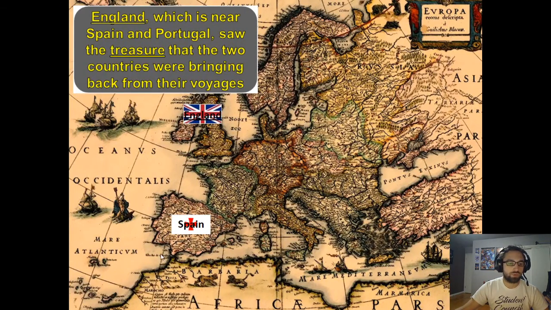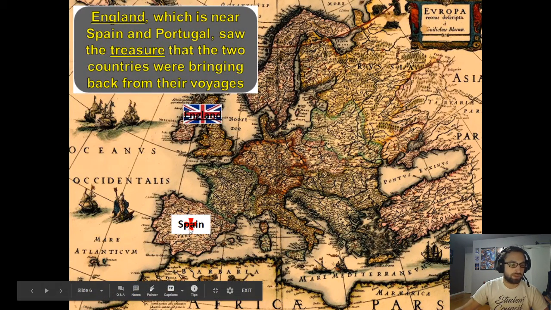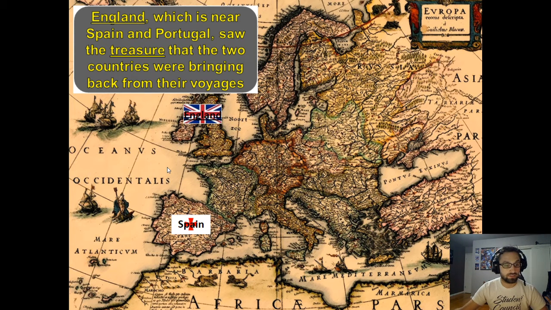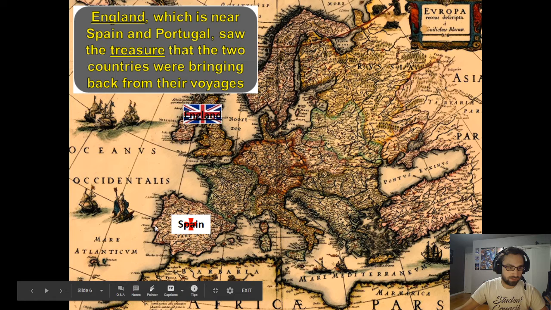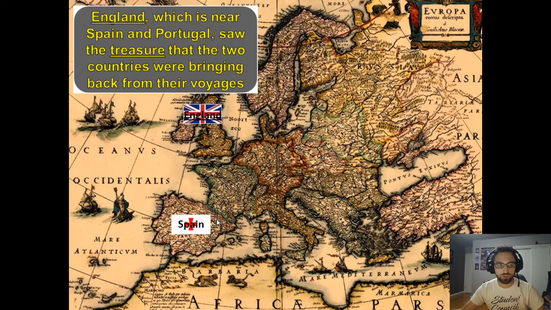So we get back to Europe. Here's Spain right here. Now England, which is near Spain and Portugal, Portugal's like right here, and here's Spain. England sees the treasure that these two countries are bringing back from their voyages. Spain is sending adventurers over to America. Portugal is sending ships and has the trade routes to India, and so they're making a ton of money.